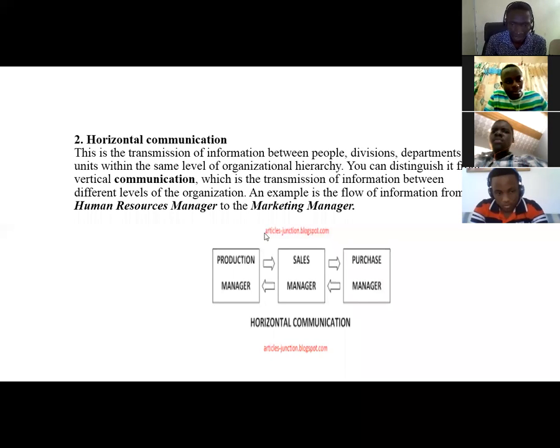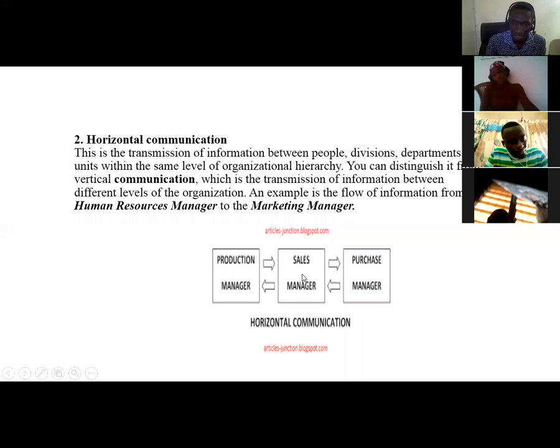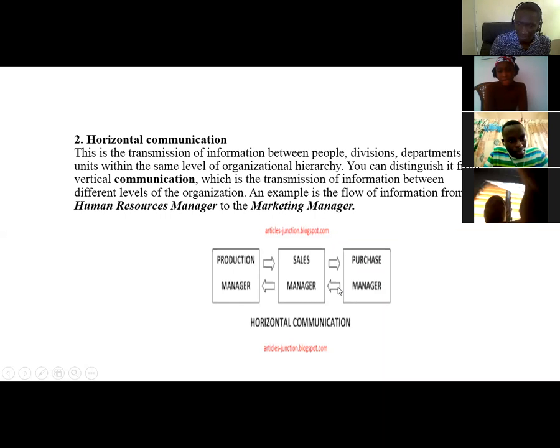Yes, sir. All right. So look at our diagram here. What do you see in our left box? Production manager. Then here is our sales, and then we have our purchase. All these have the same authority. Look at the arrows from left to right, right to left, meaning horizontal. They have the same authority. So in objective question number 29, I'll ask you, communication between the purchasing manager and marketing manager is an example of what? Horizontal communication. Very good.